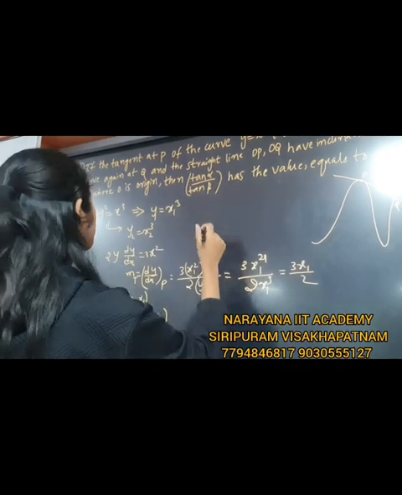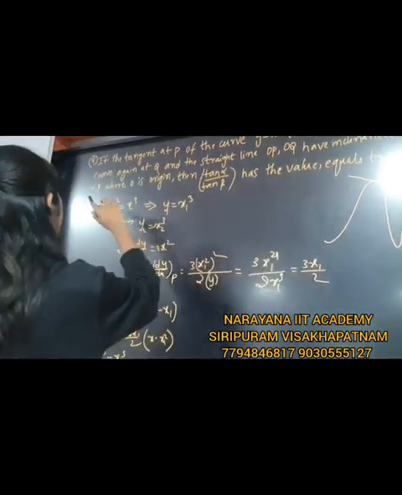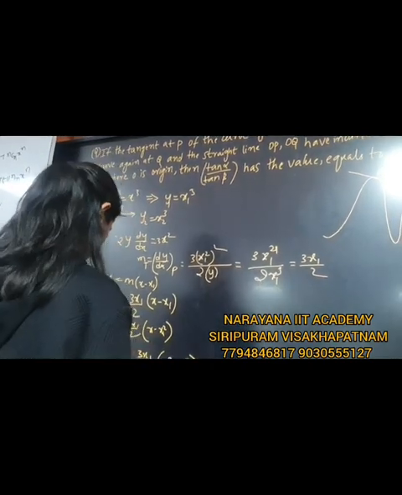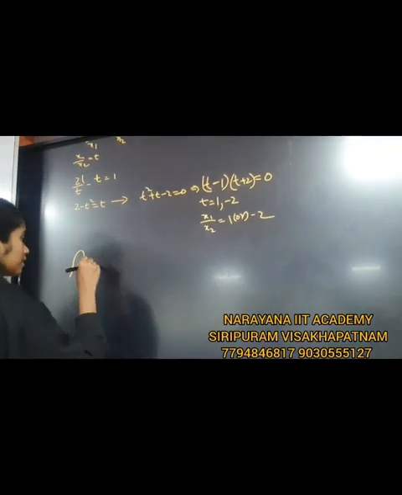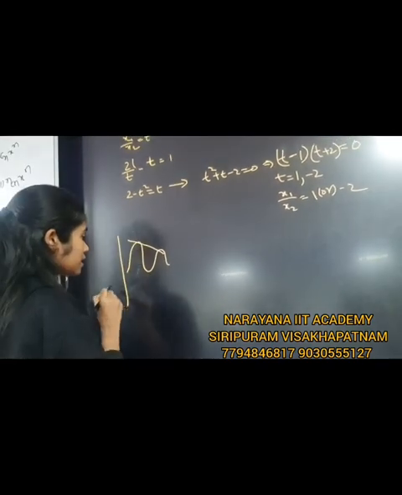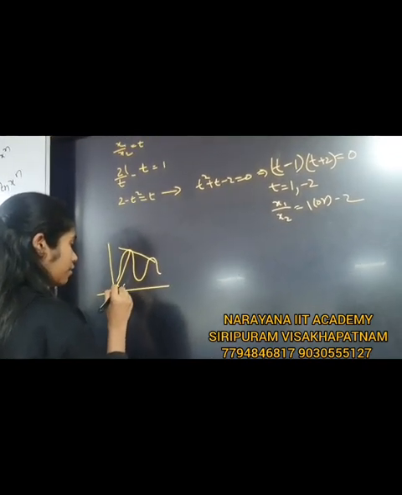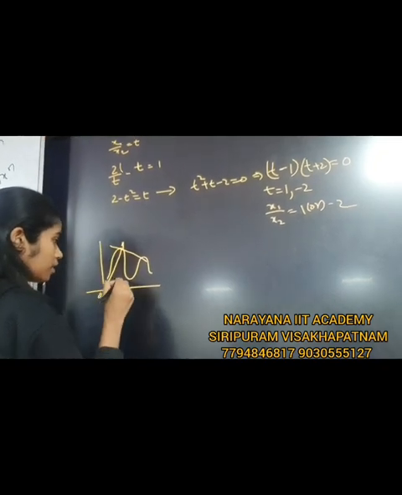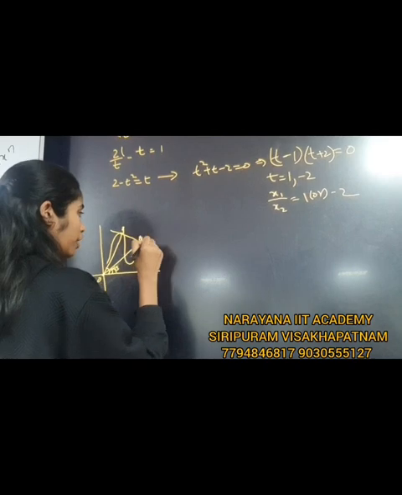We need tan alpha by tan beta, and they have given that the straight lines OP and OQ have inclinations alpha and beta. So this can be written like this. Since the curve is like this and the tangent is drawn like this, if this is the x-axis, then O will make this inclination alpha with P and inclination beta with Q.